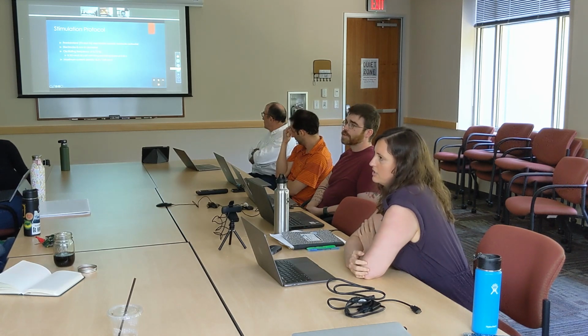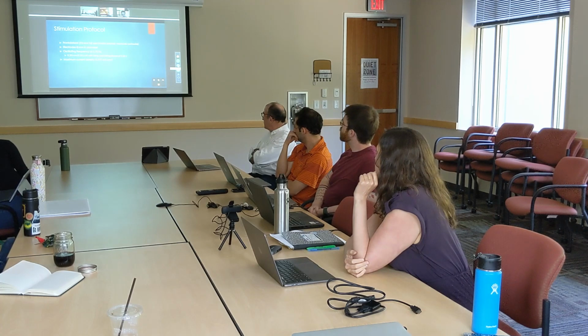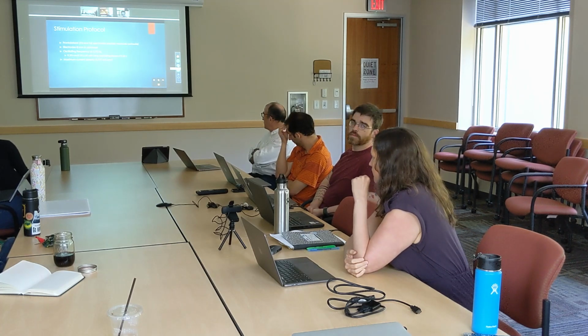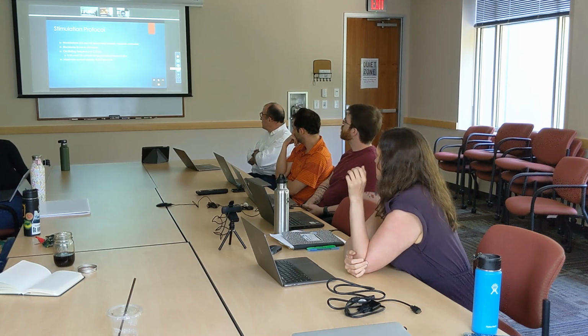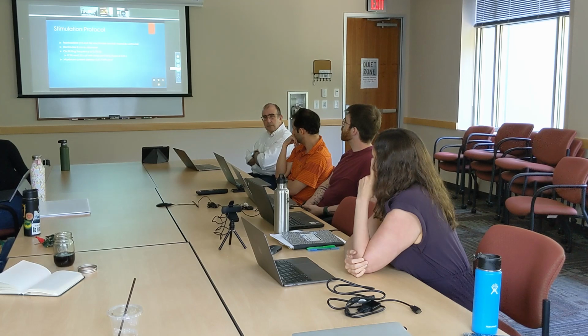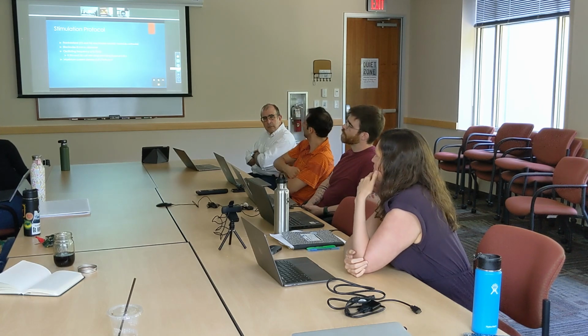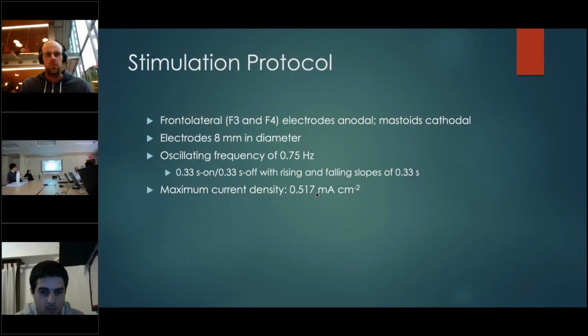So the stimulation location, electrodes they chose were F3 and F4. And so that was where the positive current was, and then the mastoids were the cathodal. And they didn't say whether it was the ipsilateral or contralateral mastoid, so I'm not sure about that. Electrodes were 8 millimeters in diameter. The current was oscillating at a frequency of 0.75 hertz. So there's some research that shows that the frequency peaks between 0.7 and 0.8 hertz, and so they picked what was right in between that to enhance the slow wave.